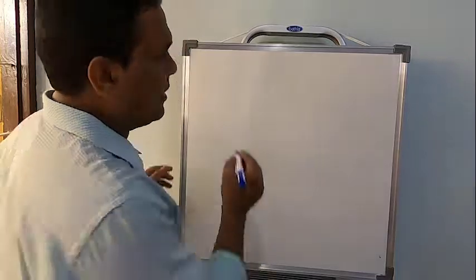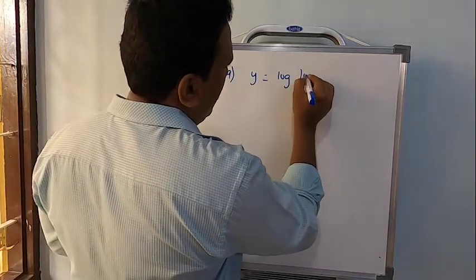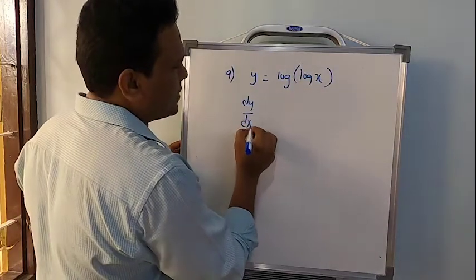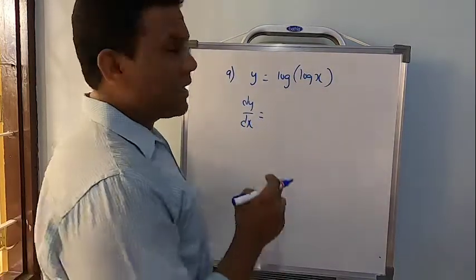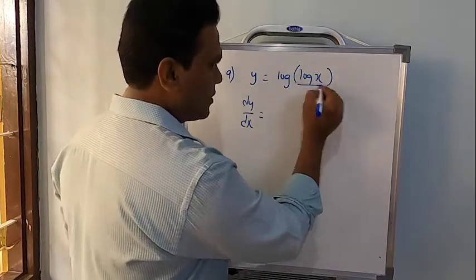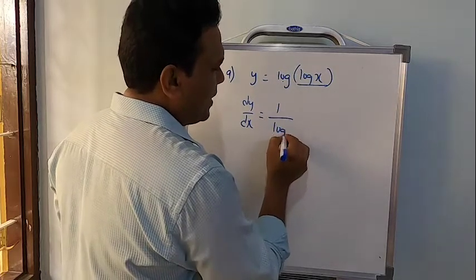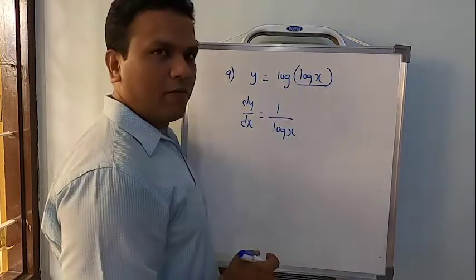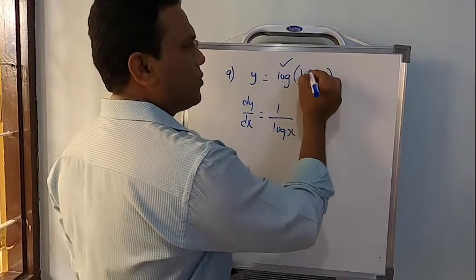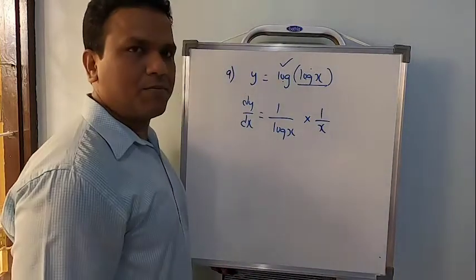Problem number 9 is given by log of log x. When you differentiate for the first time, chain rule has to be applied, log of log x. When you are differentiating this log, this should be taken as x. So differentiation of log x will be 1 by x. So in place of x we have log x. So it should be 1 by log x multiplied by, this is over now, so we have to go for this. Differentiation of this log x will be 1 by x.